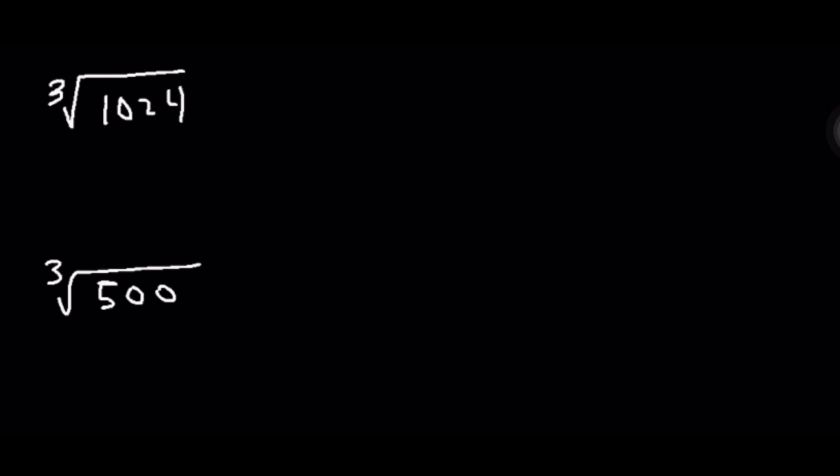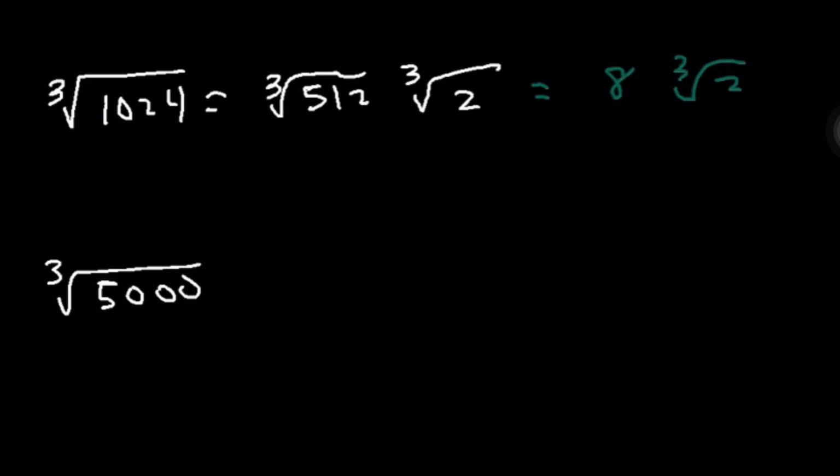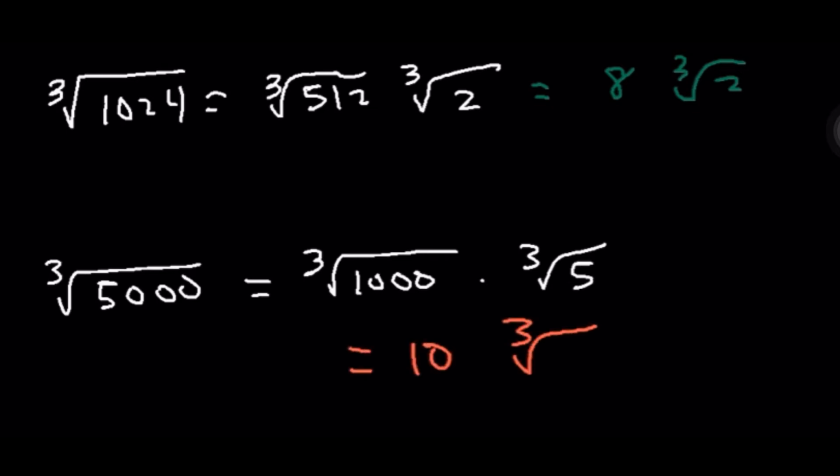Try these two. The cube root of 1024 and the cube root of 5000. So the largest perfect cube that goes into 1024 is 512. 512 is half of 1024. So we can rewrite this as 512 times 2. And the cube root of 512 is 8. So this simplifies to 8 cube root of 2. For this one, 5000 is 1000 times 5. And we know the cube root of 1000 is 10. So we get 10 cube root of 5.